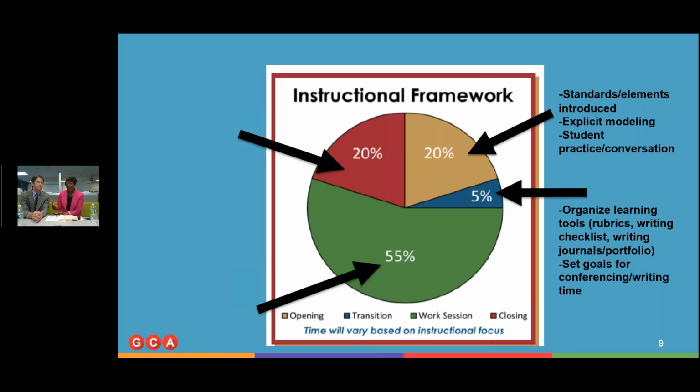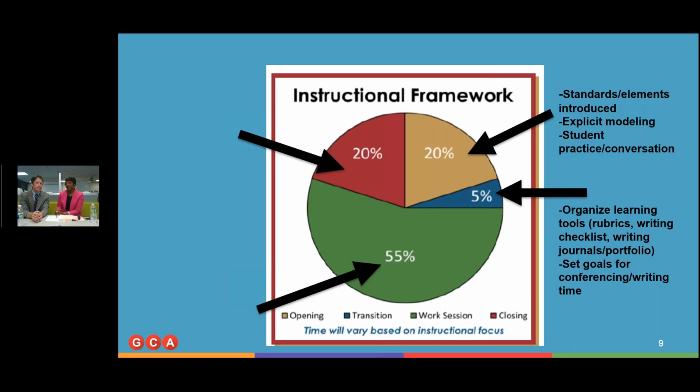So a couple things that might happen during that transition time is organizing and learning tools. Maybe there are graphic organizers that you introduce to your students that are going to support them during their writing time. Rubrics, which we referenced in our first session, just how critical rubrics are, whether they be teacher created or student created. Maybe a writer's checklist that students are going to quickly skim over and maybe set some goals around before they're set loose.